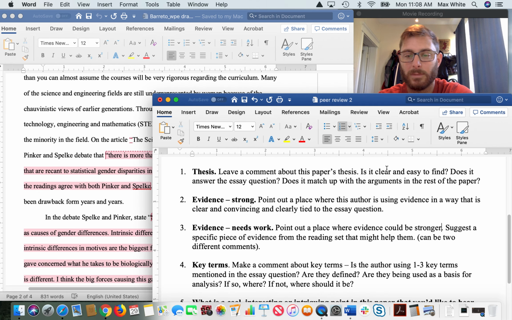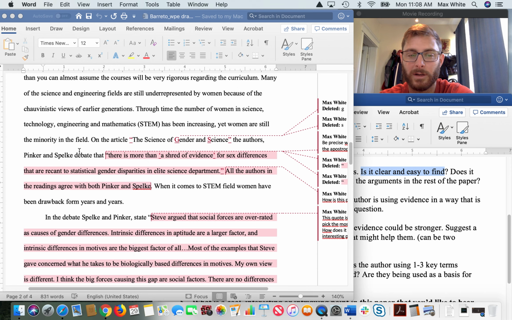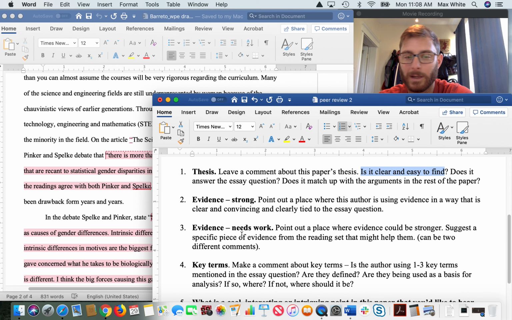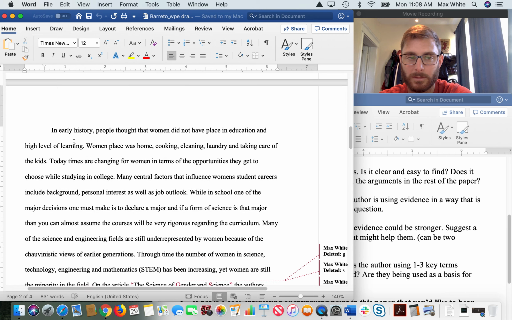So, thesis. Is it clear and easy to find? Well, let's see, is it clear? All the authors agree with both Pinker and Spelke. Okay, it's clear, sure. And yes, it's easy to find because it's in the right place. Does it answer the essay question? Let's go up and see.